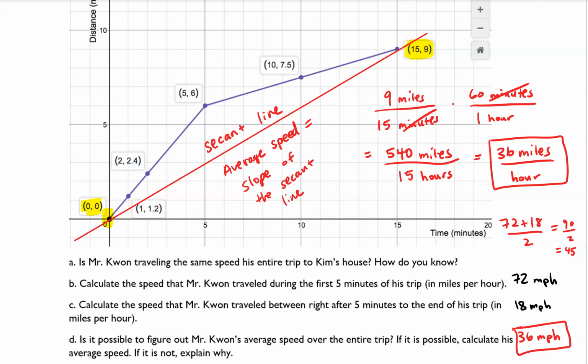So again, let me ask that question. If I wanted to find the average speed of the entire trip, why can't I just take the average of these two numbers? So think about that and mull it over.